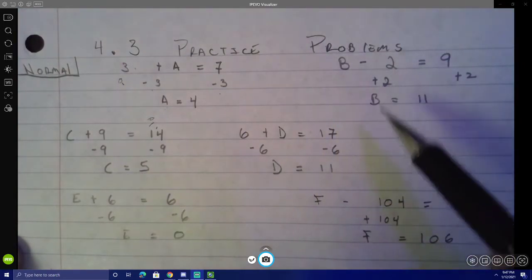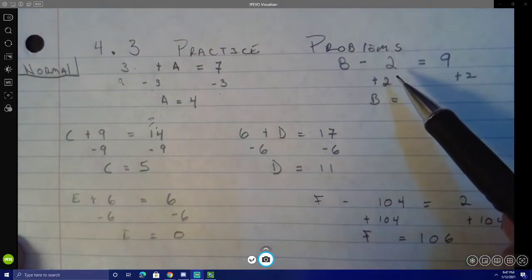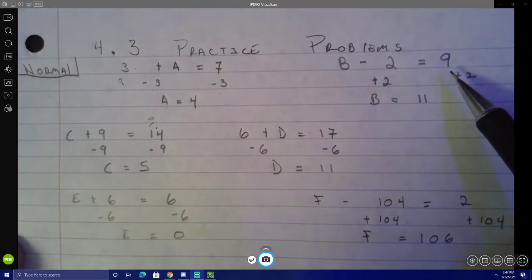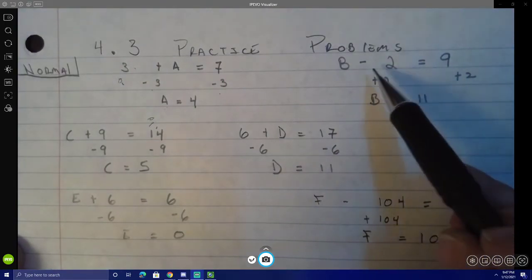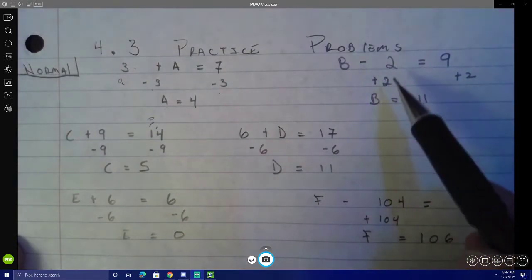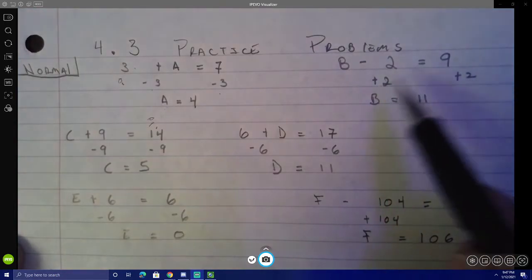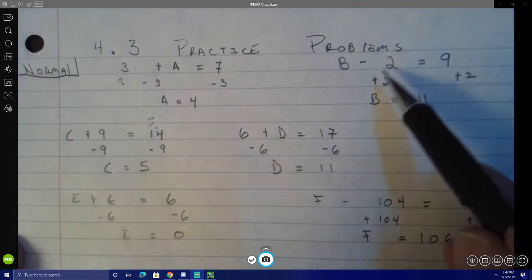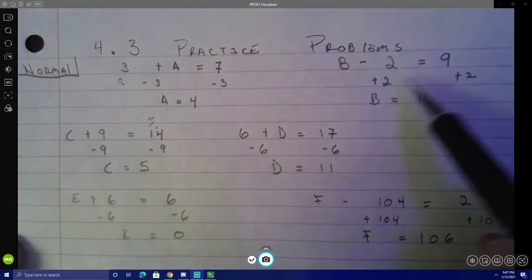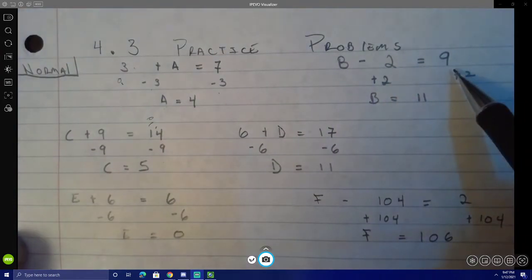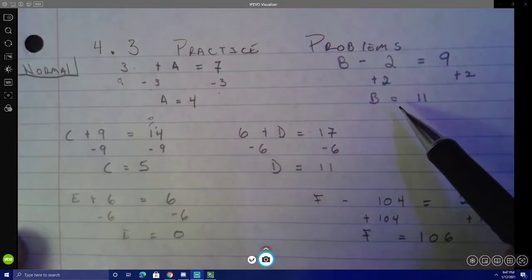For the next problem, I have b minus 2 is equal to 9. Because I have a negative value here, I need to add 2 to both sides to get rid of this 2 on this side. When I add 2 to 9, I am left with b is equal to 11.